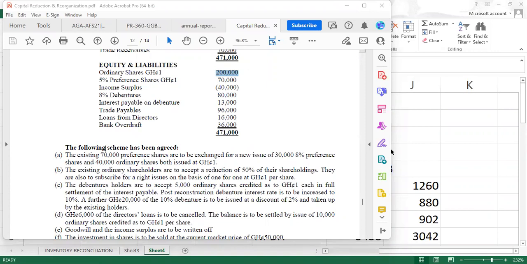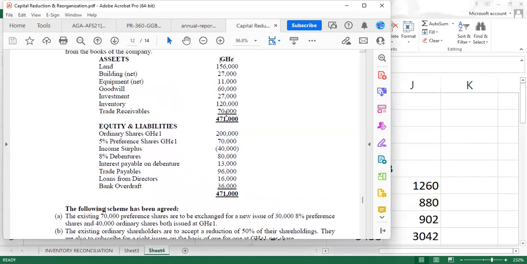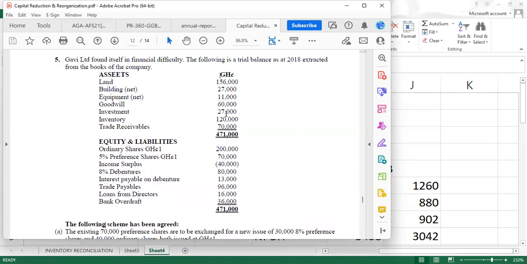Then we go to the bank account. In a bank account, you ask yourself, is there any balance? Do you have any balance from the bank? Okay, we have a bank overdraft here, which is 36,000. Which side are we going to find a bank overdraft for a bank account? Credit side. So we have the balance brought down here.